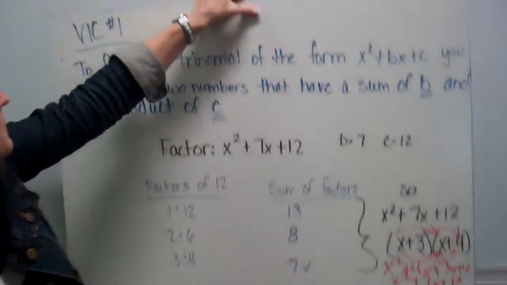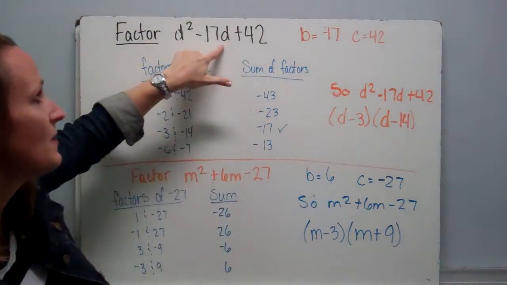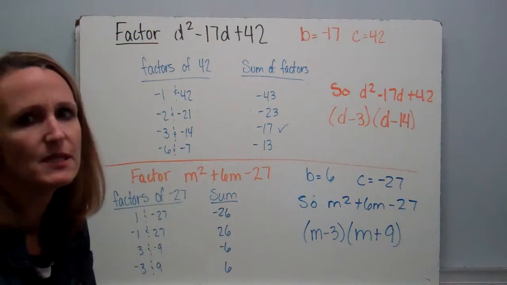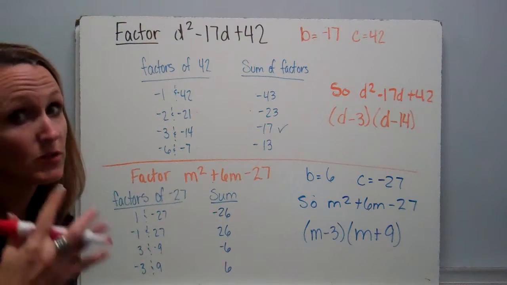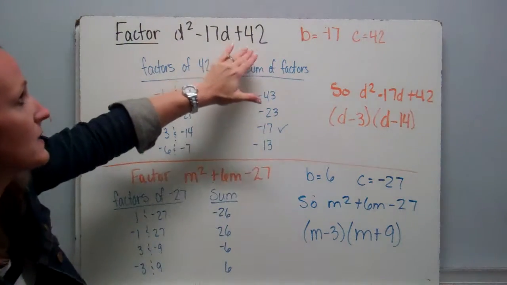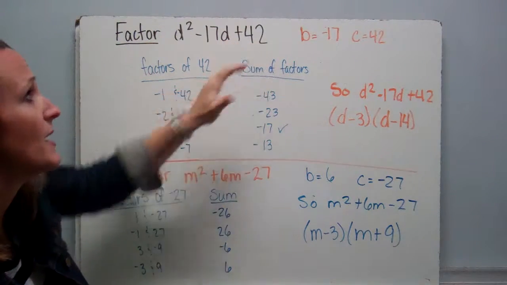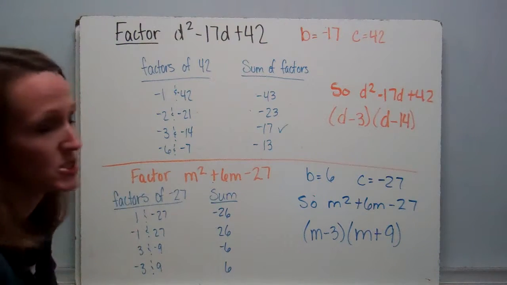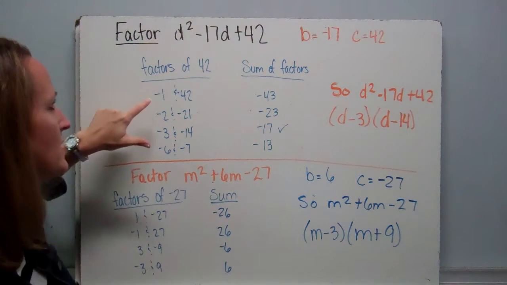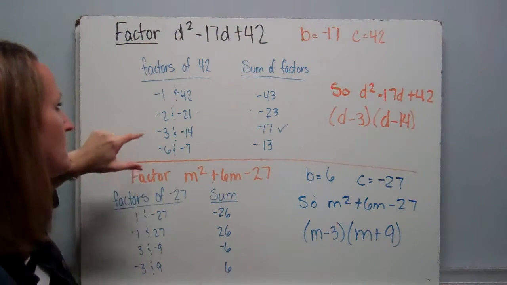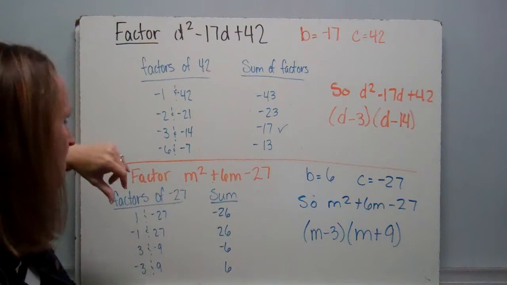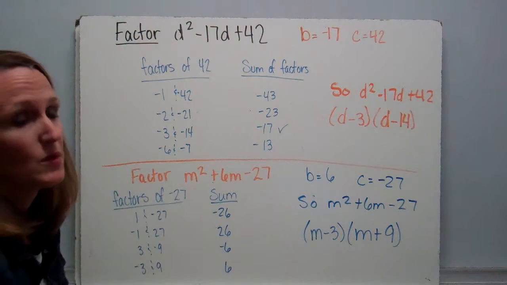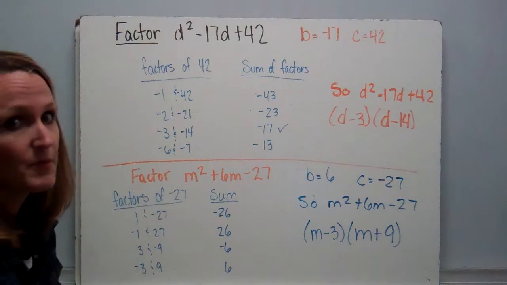Let's practice some more. Remember, a sum in the middle, a product at the end. But this time I have a negative 17. So what do I need? I need to look for a negative and a positive. But wait, my last one is positive, so I'm looking for two negatives. So factors of 42, everything's got to be negative. So I know negative 1 and negative 42, negative 2 and negative 21, negative 3 and negative 14, negative 6 and negative 7. Hope you're good at your factors. We spent a lot of time on this in 6th grade.